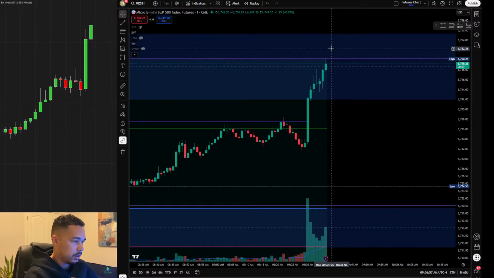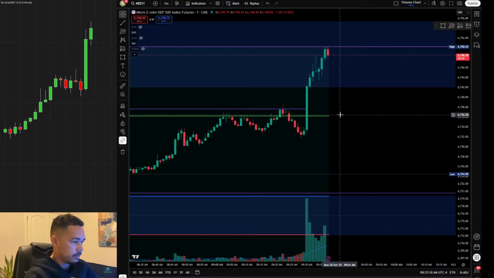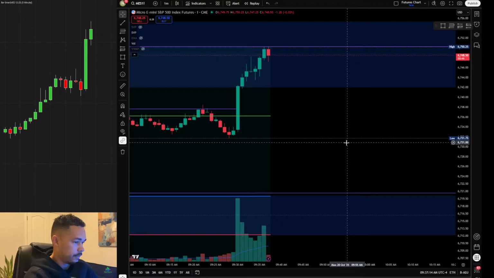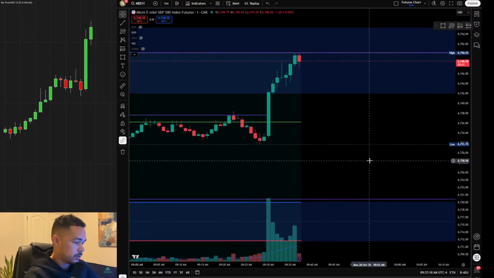What I want to see is price sweep this liquidity in this area, and then a possible short-term reversal down to this higher volume area at the 67.36, and then possible point of control as well. So it's about 9:37. See what price wants to do.